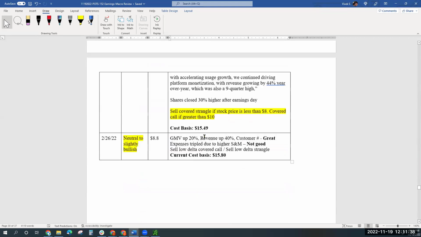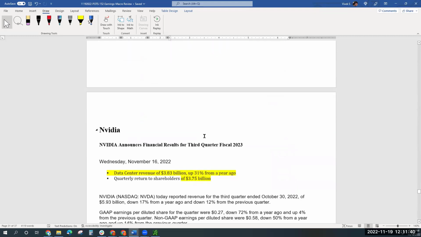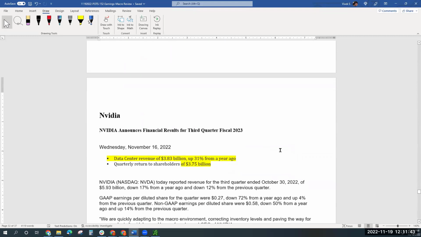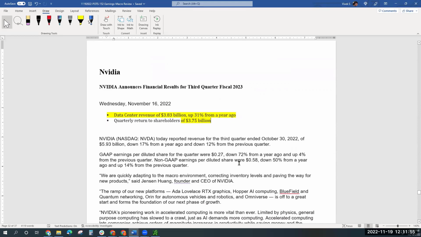So let's skip Jumia, but maybe the next one that more of you probably hold in your portfolio is Nvidia, and this is the last company for our earnings review today. So let's look at Nvidia, and we will also look at what the company doesn't talk about. When you look at these headlines, they talk about data center revenue up 31% from a year ago, and quarterly return to shareholders of 3.75 billion, which means the dividend plus the share buyback.